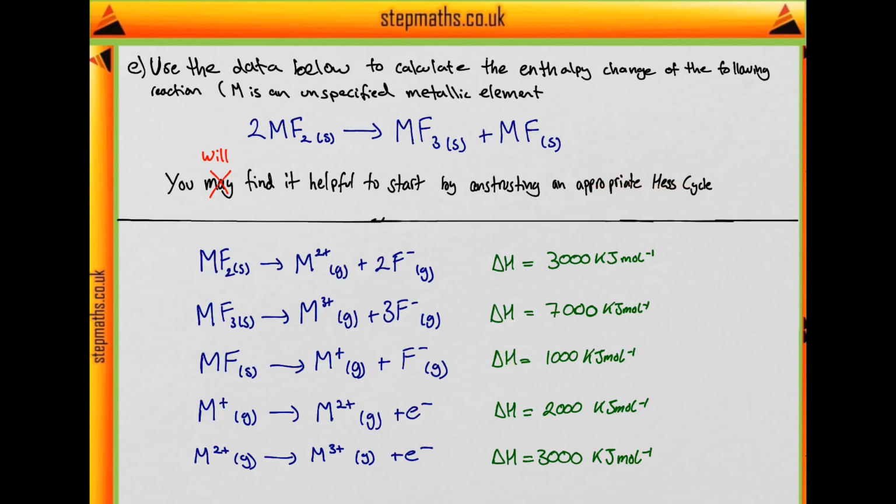Looking at the data given, here is breaking up the MF2 lattice. This is breaking up the MF3 lattice. This is breaking up the MF lattice. This is the ionization of M+ to M2+. And this is the ionization of M2+ to M3+. If you want to have a go at this question, please pause the video now.